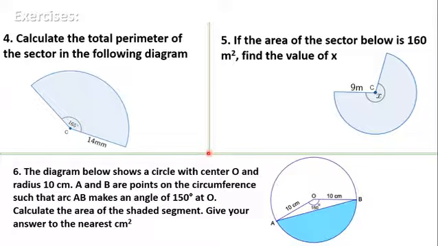Number 5, if the area of the sector below is 160 meters squared, find the value of x. I'm sure you can do that. Then number 6 says the diagram below shows a circle with center O and radius 10, and you should calculate the area of the shaded segment. So you remember your formula for the area of a segment. Just use that and then get your answer.